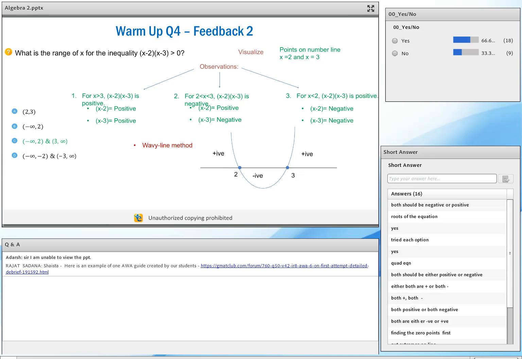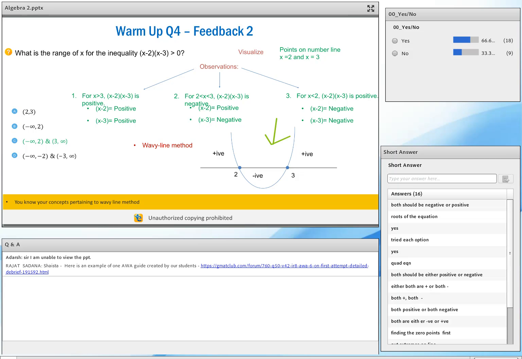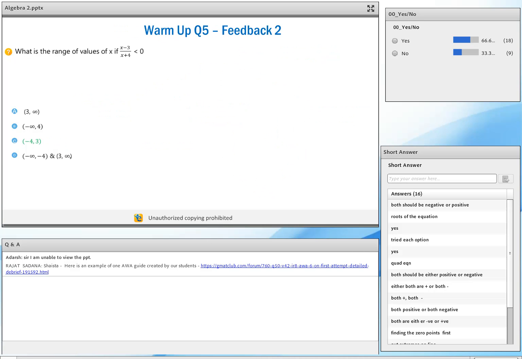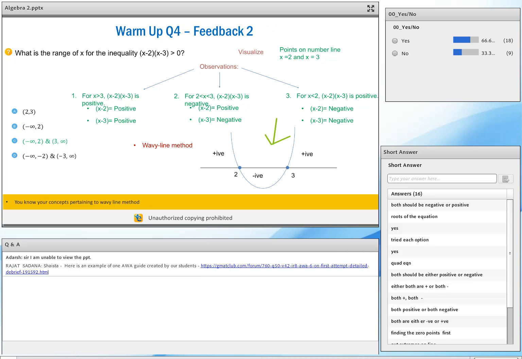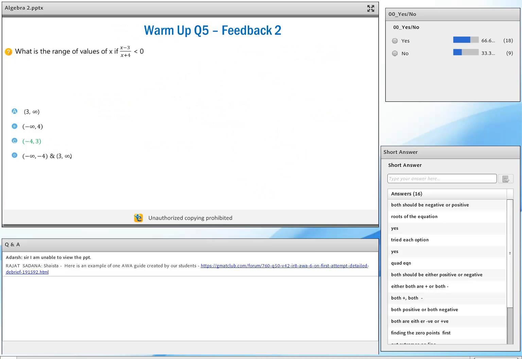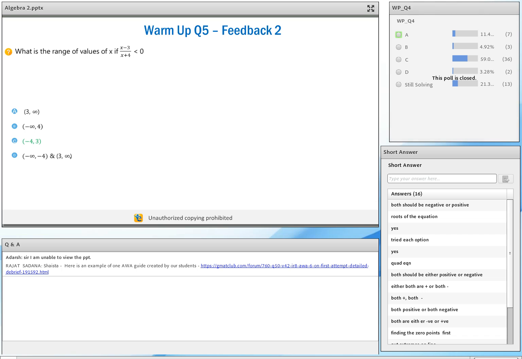So you arrive at the wavy line method conclusion over here from the basic principle that we discussed in the previous slide. So after the session, I would want you to go through the article, which I will share with you after we discuss the warm-up questions. Okay, so now let's come to question number 5 here. Question number 5 is a rather interesting question.